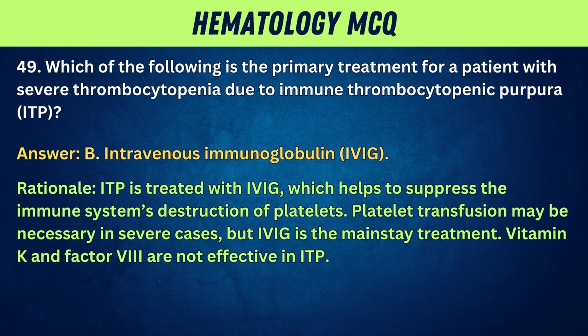Intravenous immunoglobulin, IVIG. Rationale: ITP is treated with IVIG, which helps to suppress the immune system's destruction of platelets. Platelet transfusion may be necessary in severe cases, but IVIG is the mainstay treatment. Vitamin K and Factor VIII are not effective in ITP.